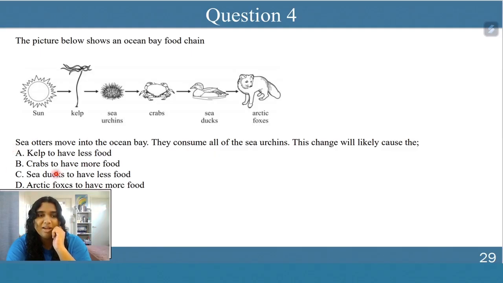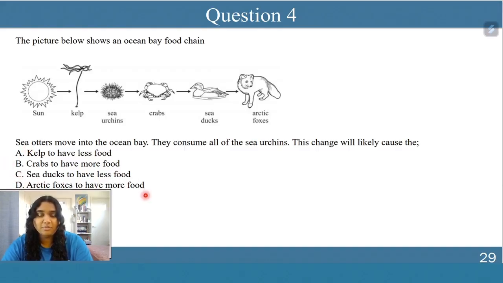So both A and B are incorrect, as the kelp doesn't have less food. The kelp has more rates of survival because it's being predated less. B, crabs will have more food. Well, that's just incorrect. Sea ducks will have less food. Let's think about this one. If the sea urchins all die, the crabs will be left without a food source, so their population will also decrease. If the crab population decreases, then the sea ducks who are feeding on the crabs will also experience less food availability. So C seems to be correct so far.